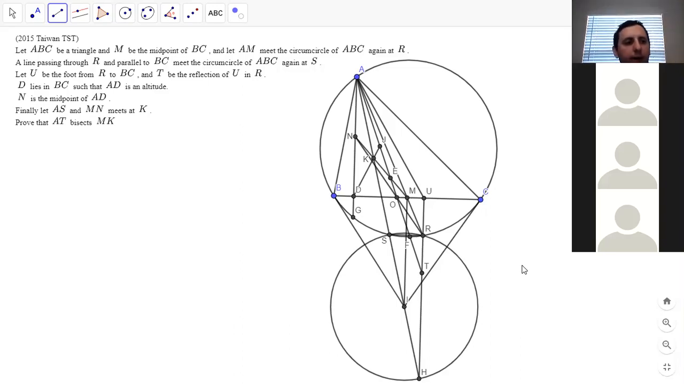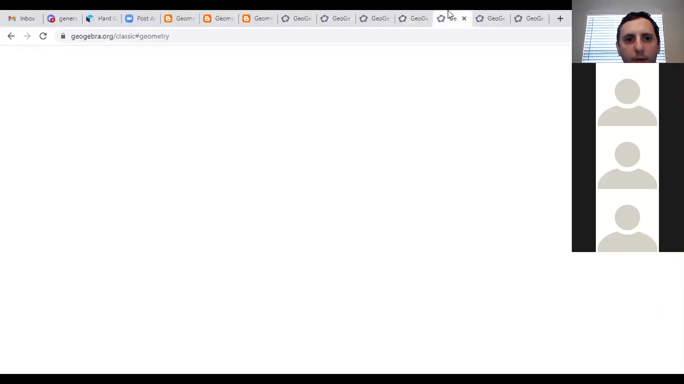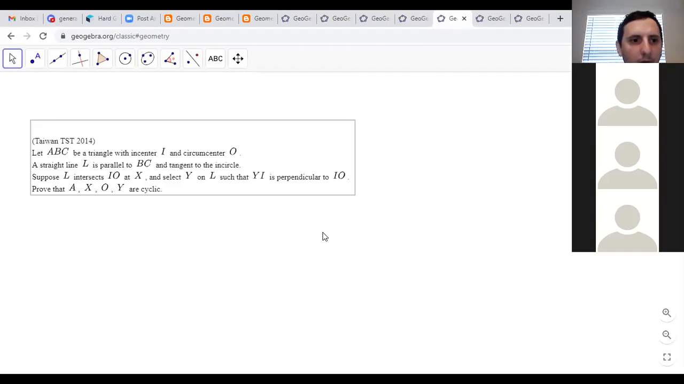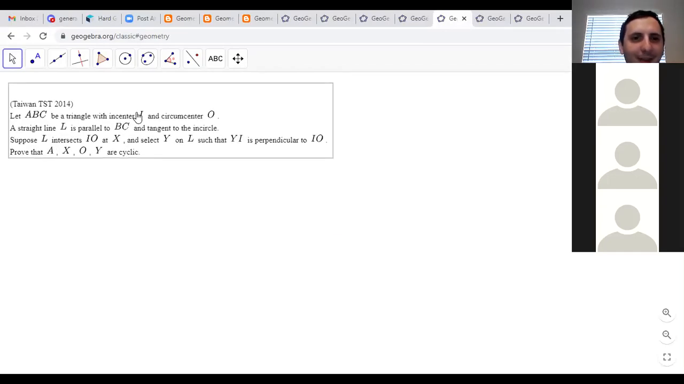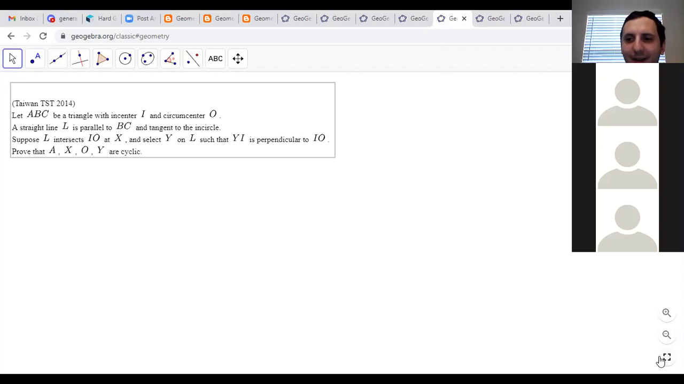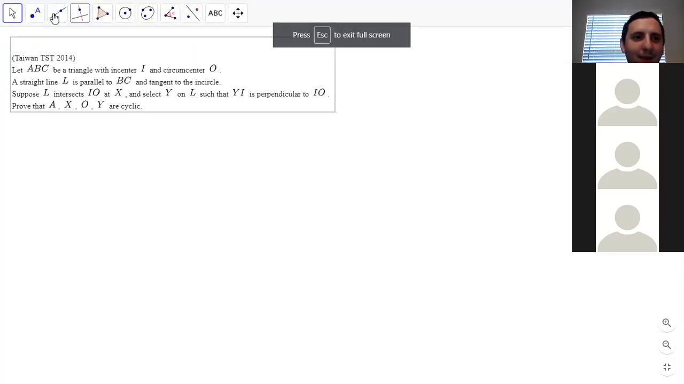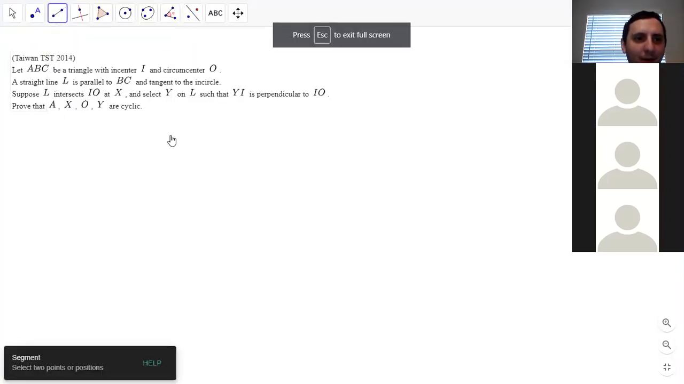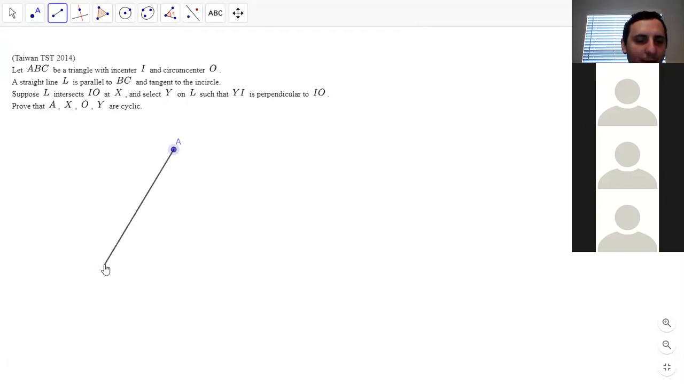Do you guys want to just check out the next problem? I'm just going to check out what it looks like. Oh, this looks like it might be kind of easy. Let's see if we can do this one, and then we can return to that last one. So we have a triangle with incenter I and circumcenter O.